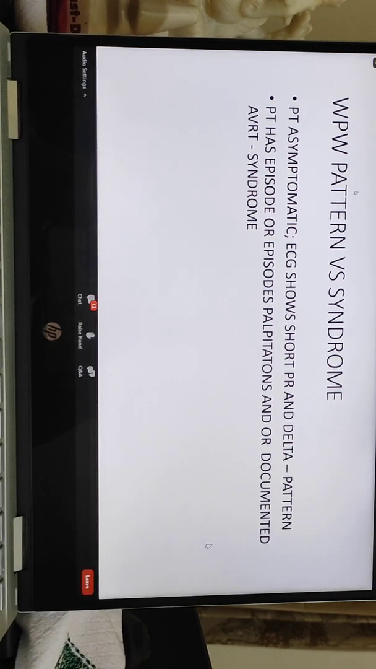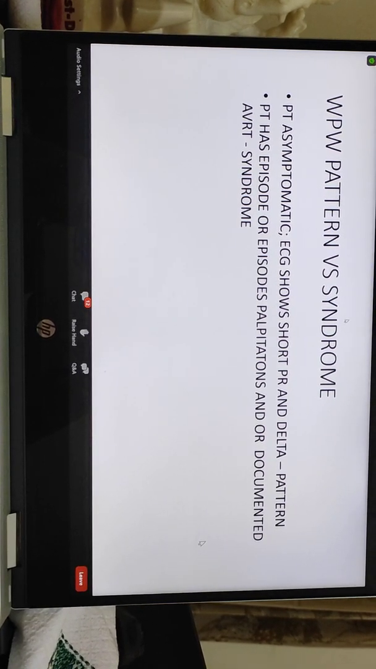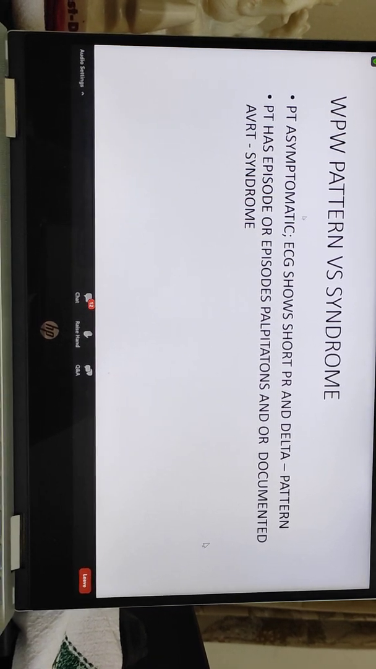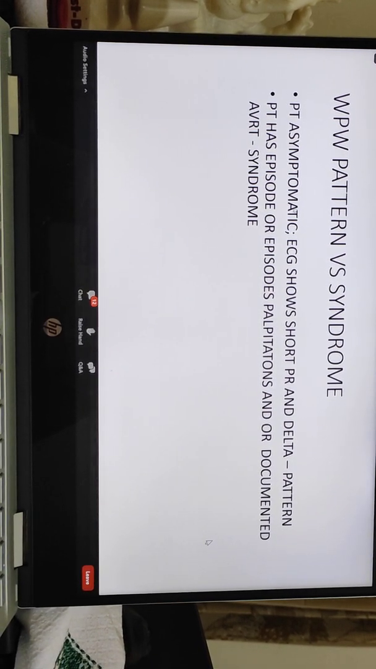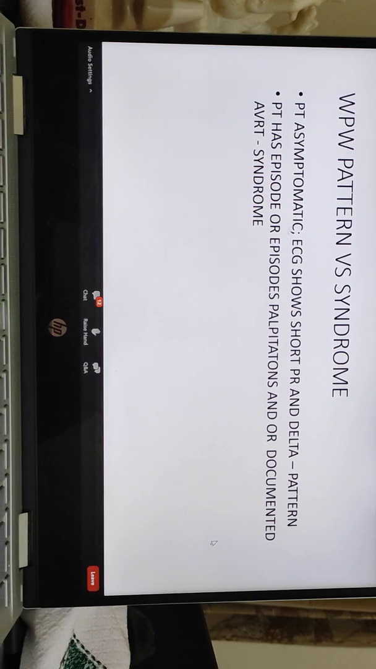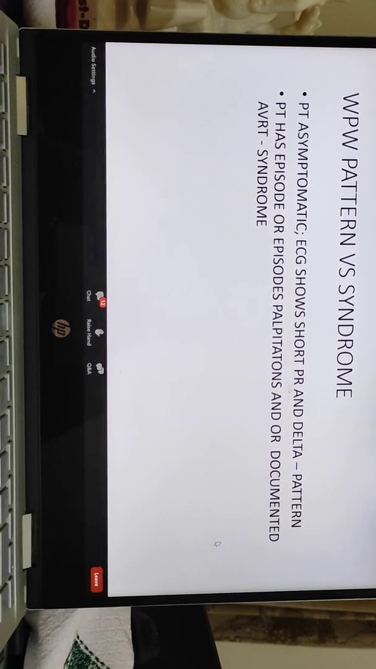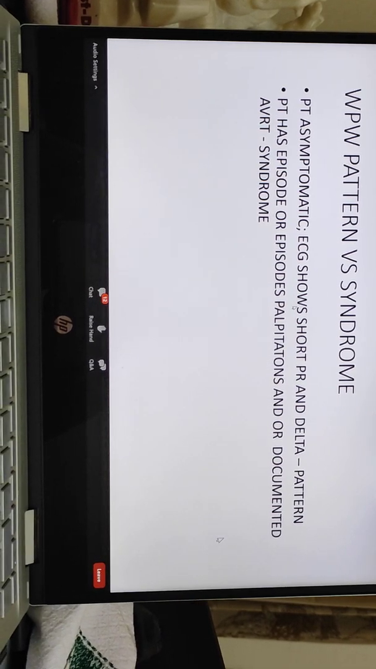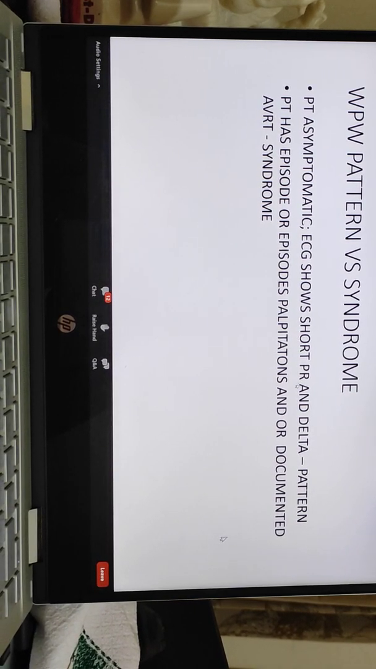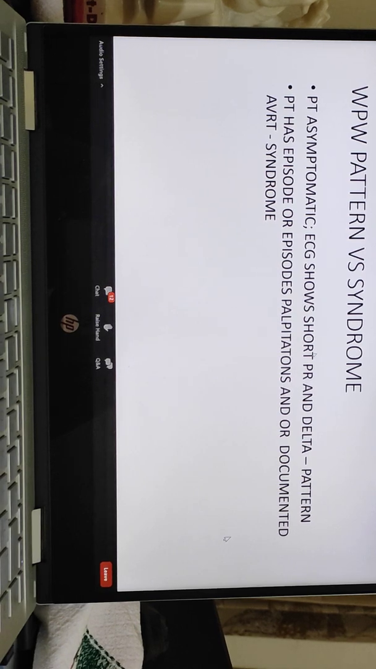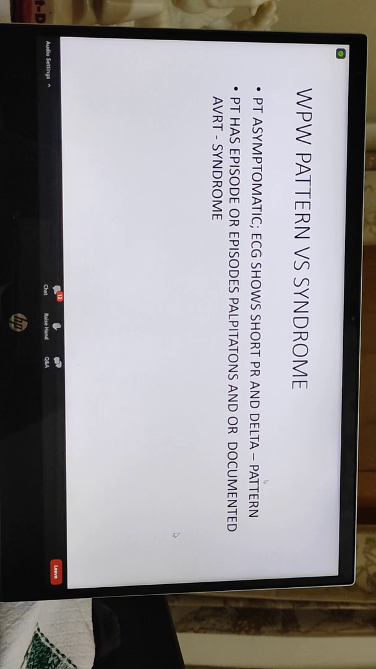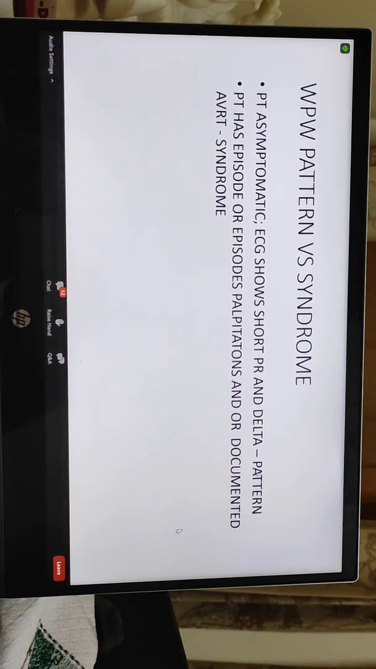So what is the difference between a WPW pattern and WPW syndrome? For example, you take a routine ECG for a completely asymptomatic person who did not have any episodes of tachycardia, and the ECG shows a short PR and a delta wave, and the patient does not have any episodes of tachycardia or palpitation. It is a routine detection of this particular QRS complex in your ECG. It is called WPW pattern in the electrocardiogram.